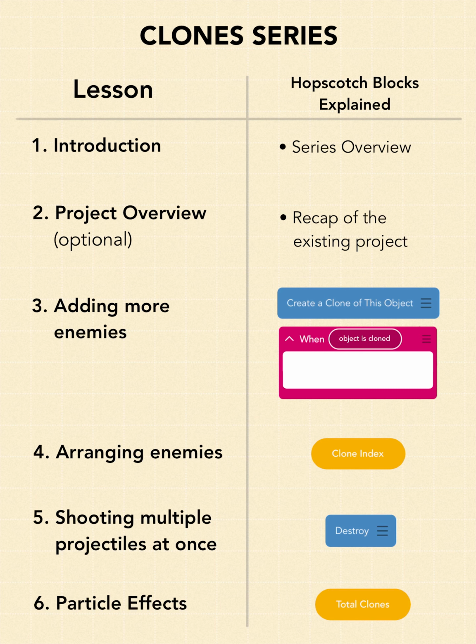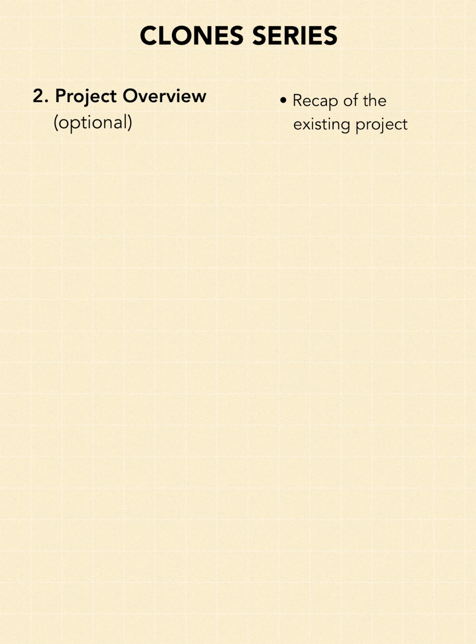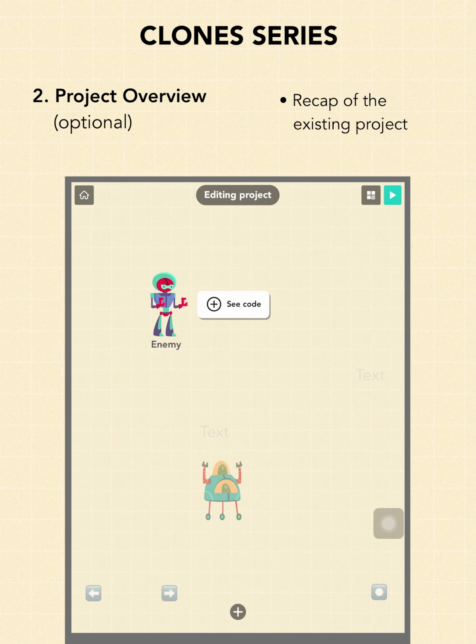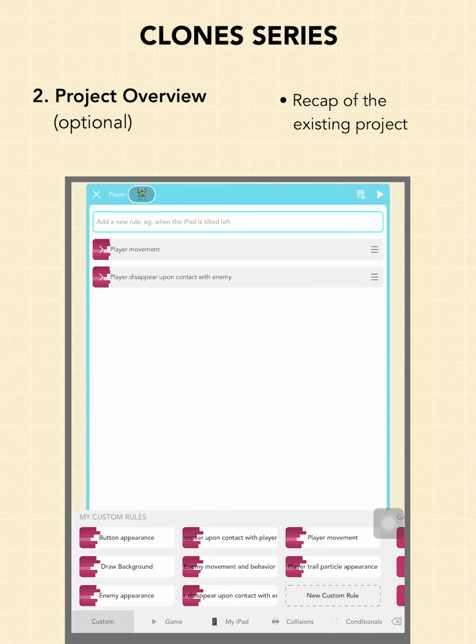We have 6 videos in this series. They are broken up into parts, so if you want to go over how to use a particular clone functionality, you can easily jump to the relevant video. This first video is the introduction, containing an overview of the series. The second video is an optional recap of the base project that we have provided for you. We will look at the basic mechanics of Space Invaders and touch on how they have been coded.